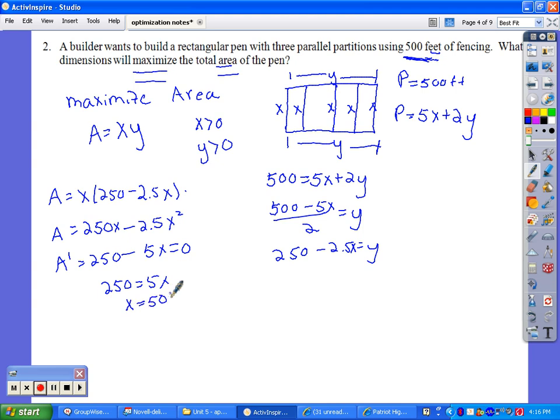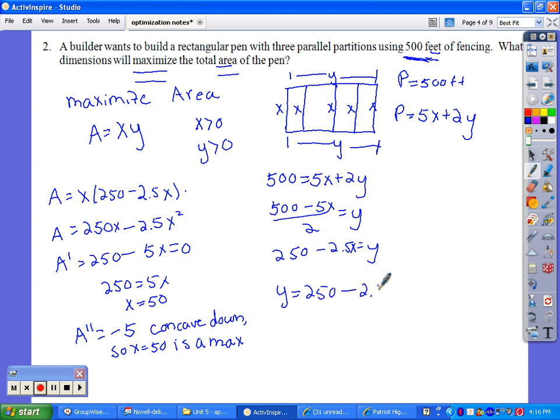Now we need to check if it's a max, so I'm going to take the second derivative, and if I take the second derivative of A prime, I get negative 5. Now that means the second derivative is always negative, so it's always concave down. So x equals 50 is a max, and we're trying to maximize it, so that's good. And then we need to find the dimensions, so I'm going to plug in 50 for x to get y. And if I multiply that out, I get y is 125.